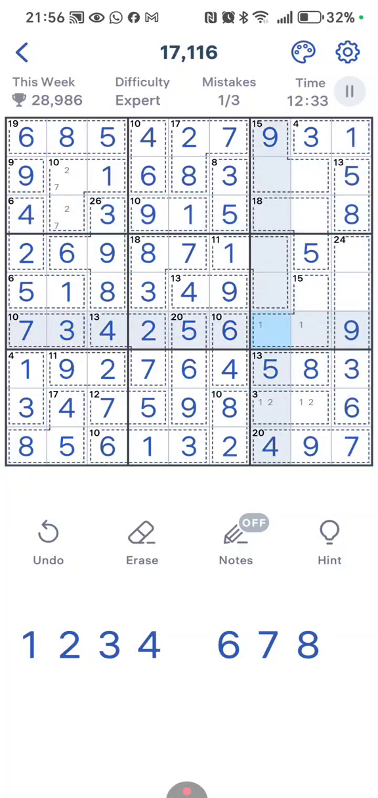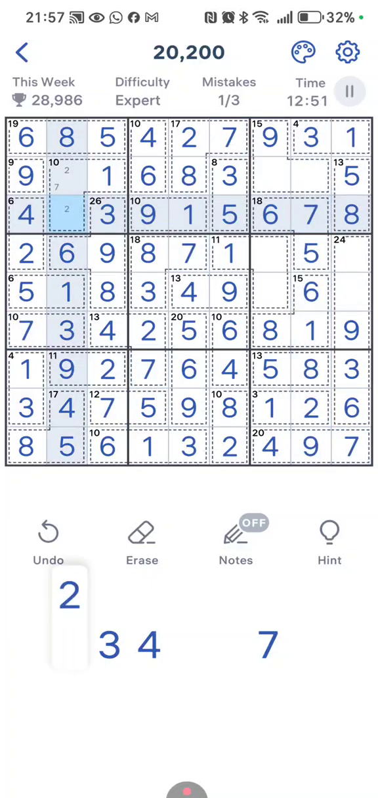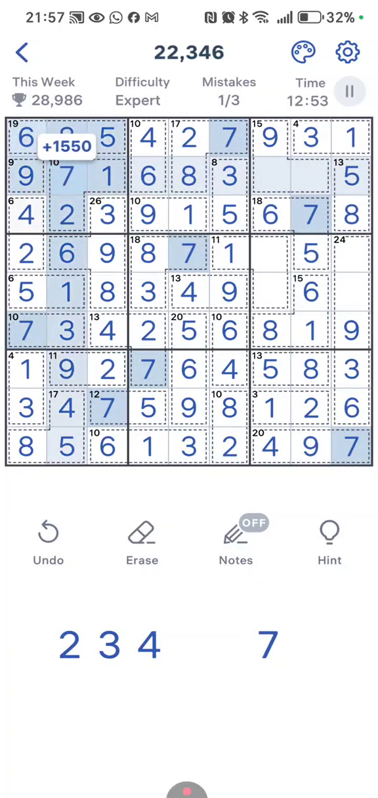Bit of scanning says this is 8. So that's 1, that's 2, and that's 1. So all the 1s are gone. 8 plus 1 means that this is a 6. If that's a 6, then that's a 6, which means that 6 plus 5 is 11, so that's a 7. 2 and 7. Scanning says that this is a 2, as is this.